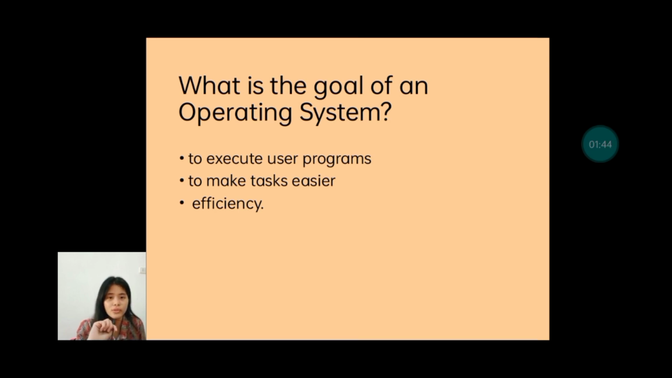We also have efficiency. The goal of an operating system is efficiency. The operating system should perform all the management of resources in such a way that the resources are fully utilized, and no resource should be held idle if some request to that resource is there at that instant of time.